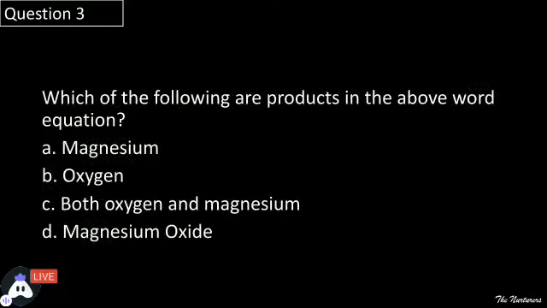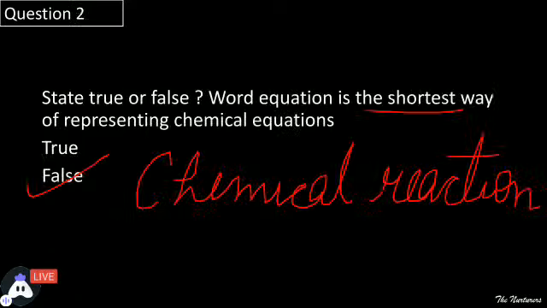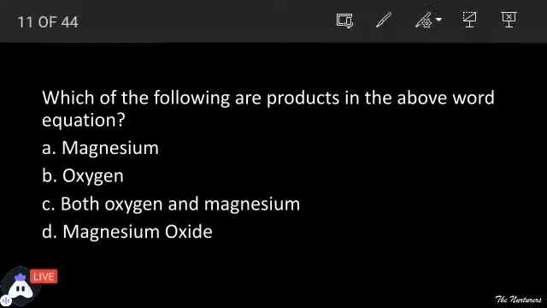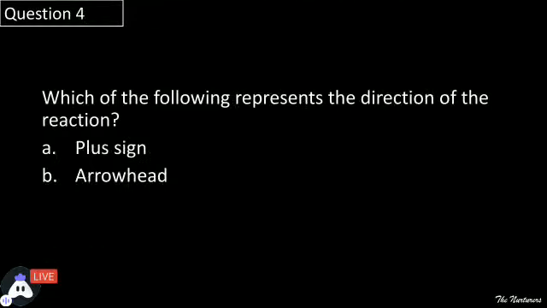Okay, moving ahead. Which of the following are the products in the above reaction? We have already studied the above reaction. It's a very easy question. Which of the following are the products? A. Is it magnesium? B. Is it oxygen? C. Is it both magnesium and oxygen? Or D. Is it magnesium oxide? Which is the product? Yes, the product is magnesium oxide. Perfect. Moving ahead to the next one.